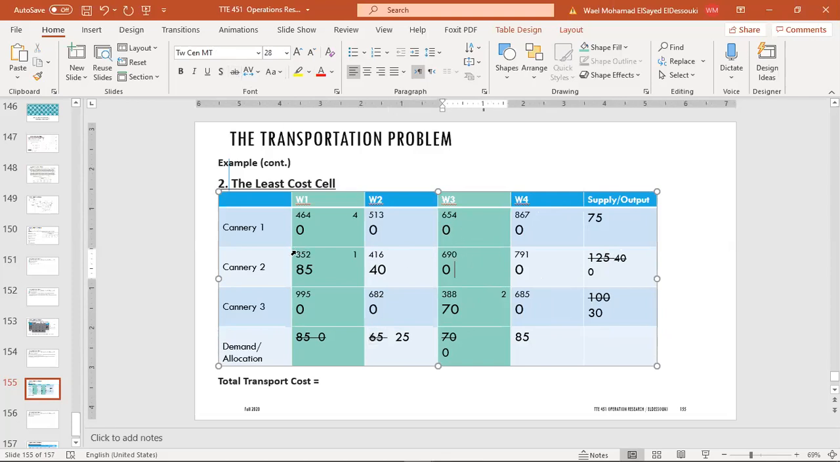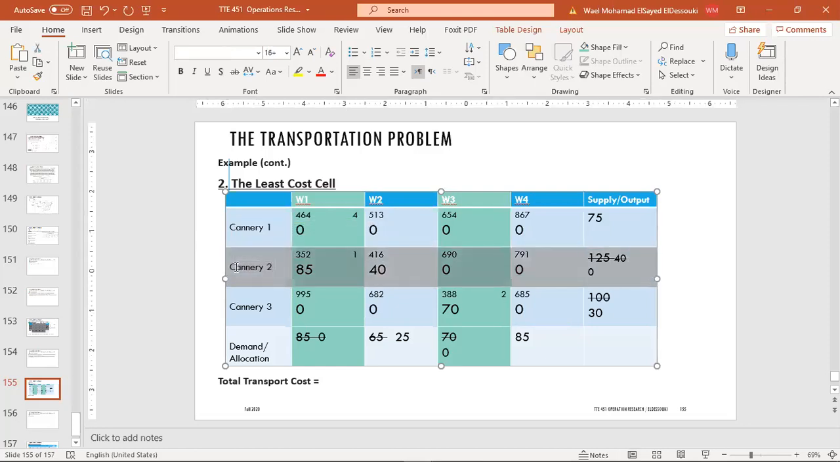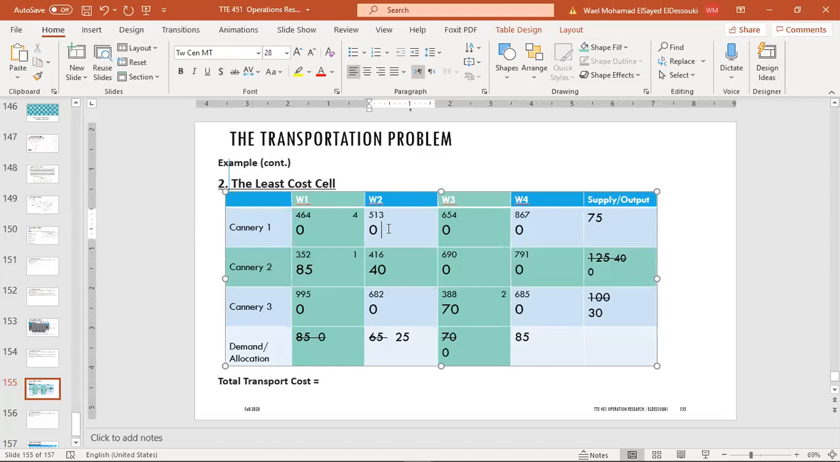Okay? And this way we can just eliminate this cannery because it's being consumed. What's available in cannery 2 is how much? Nothing. Correct? So we are only left with these 4 cells. Where is the cell with the minimum cost? This one. Right? Let's assign the maximum. How much can we assign here? 75 or 25? 25. Okay. Here, this one becomes 0.